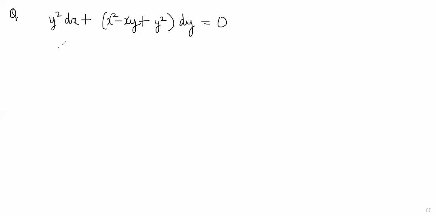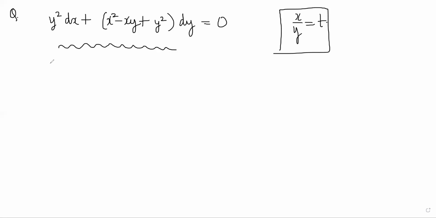Are you getting something? You put x by y as t. This is a homogeneous one, so eventually you should get it. You should isolate dy by dx and then put x by y as t or y by x as t, whatever. Nothing very difficult here. Eventually you'll get the answer.